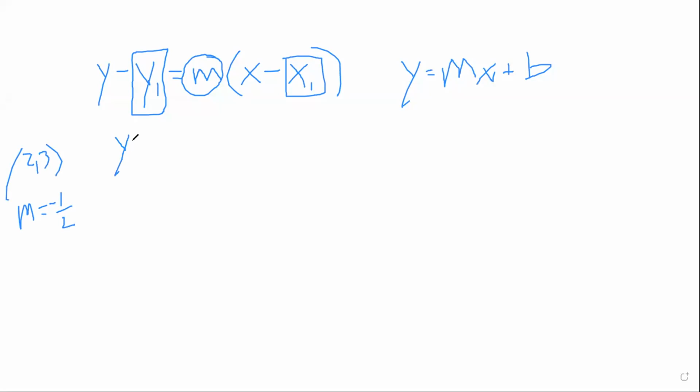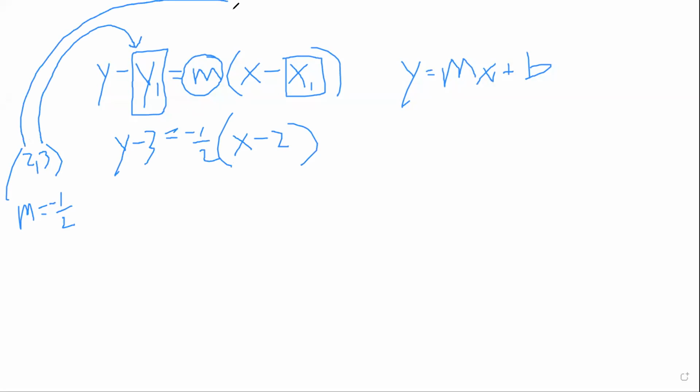So I'll end up with y minus 3 equals -1/2 times x minus 2. Y value goes here. X value goes over here. It's backwards from what we normally talk about.